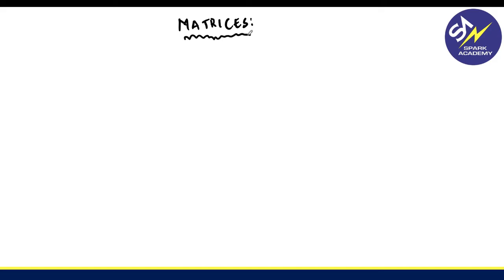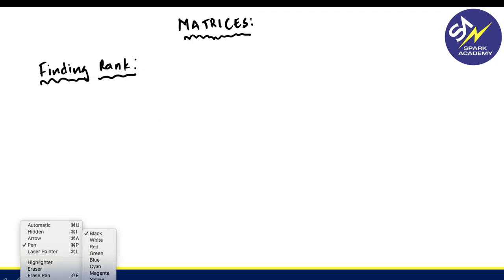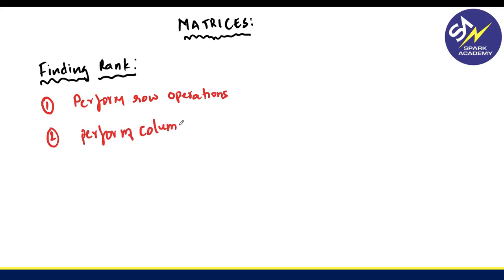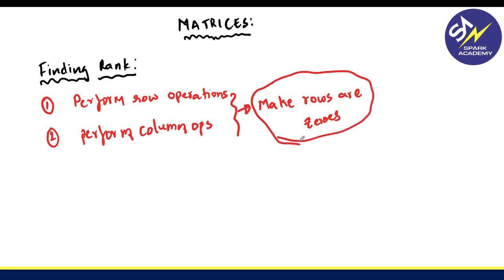First things first, we were asked a few questions like this, that is, finding the rank of a matrix. So I will tell you how to find the rank of any matrix. The first step is to perform row operations. Second, perform column operations. When performing row or column operations, you have to try to make rows as zeros. That means every element in the row you are trying to make zero.